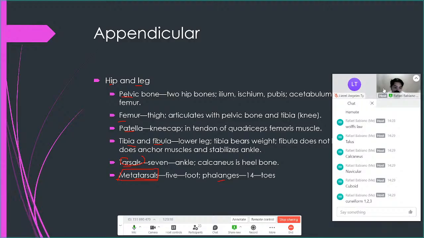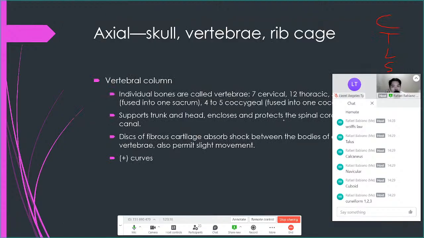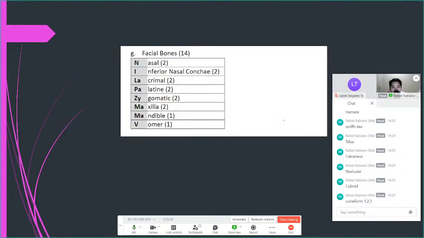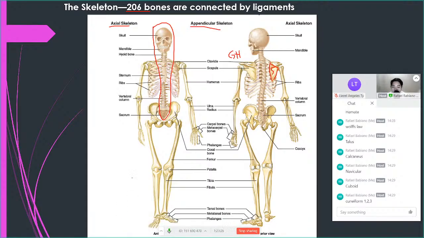Now if you add all of those bones, that's only 205. I had not mentioned one yet. There are 206 in all, and what I discussed covers 205. Then there's the hyoid bone right here. Hyoid bone. That is the 206th bone. So now you know all the 206 bones.